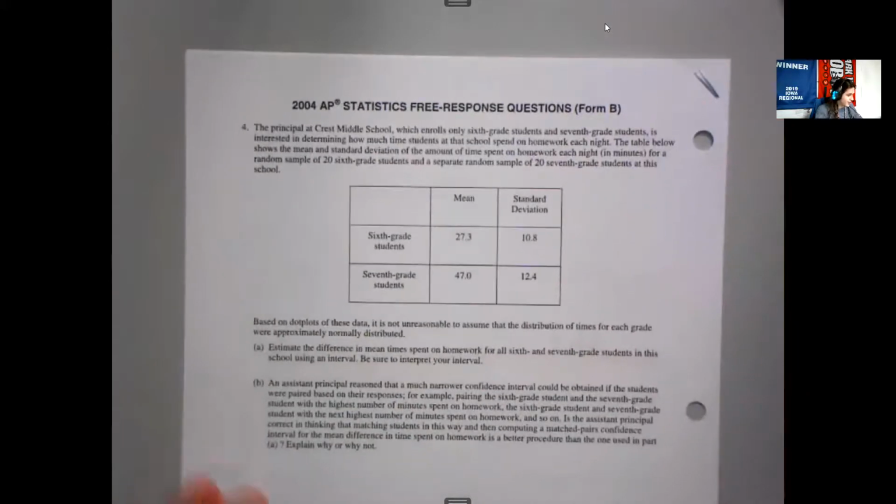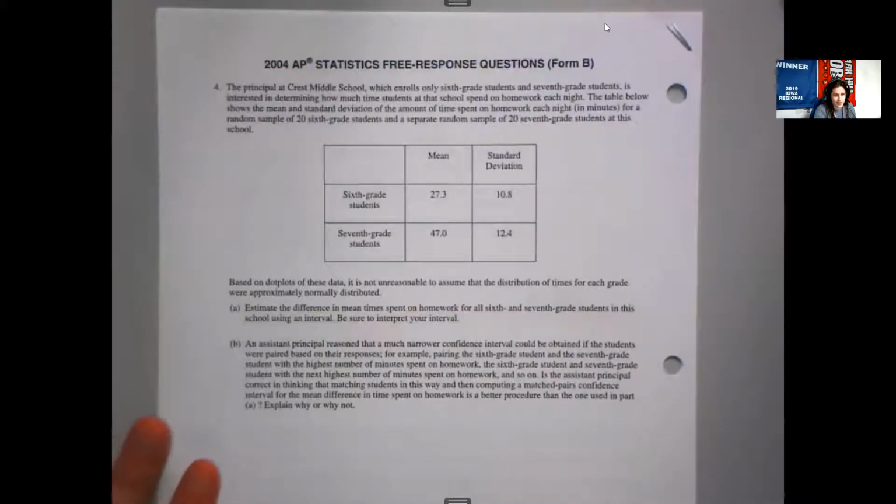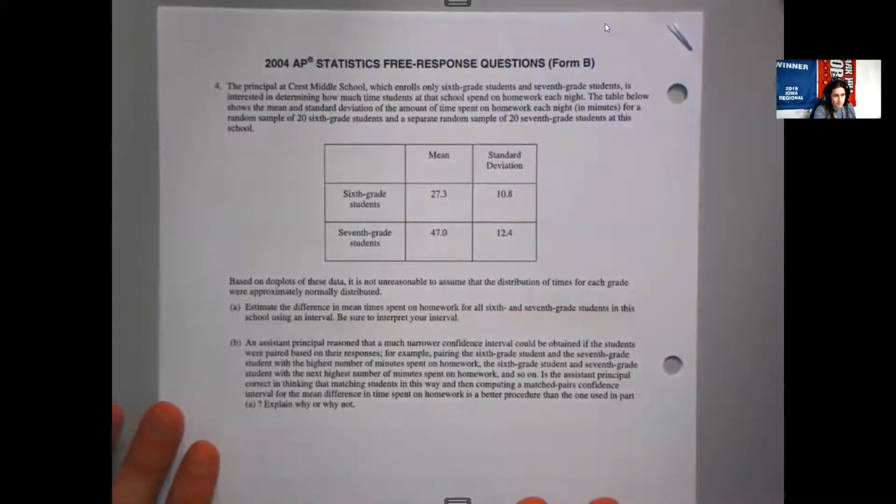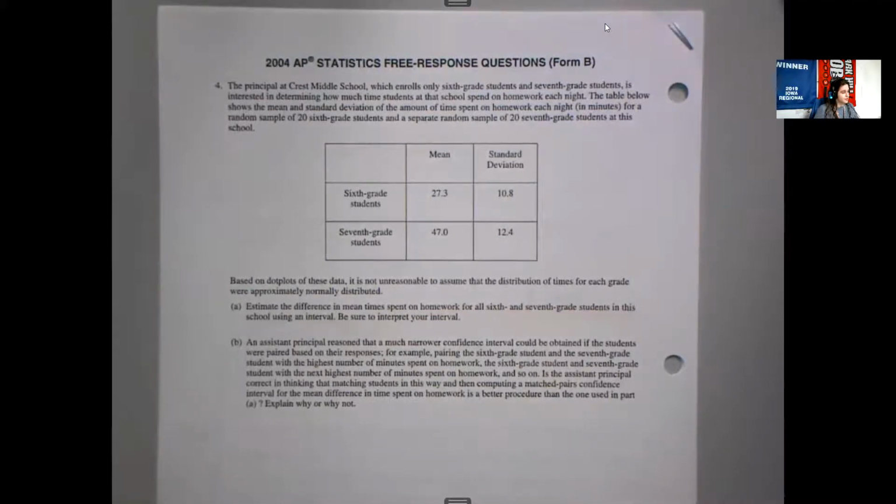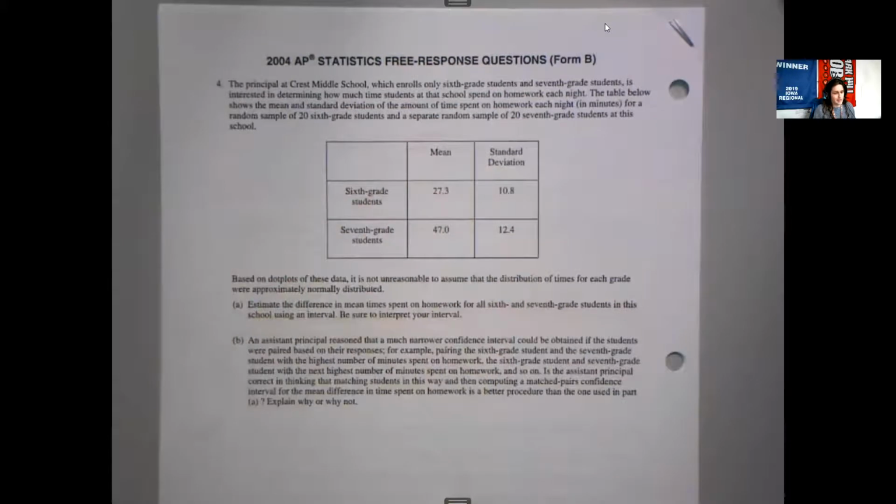similar to 2006B. I'm not even going to work through it, but if you want more practice doing a straightforward state, plan, do, conclude, try this one. I've got a scoring guideline attached. I haven't done a lot of work here. I've marked up the text.